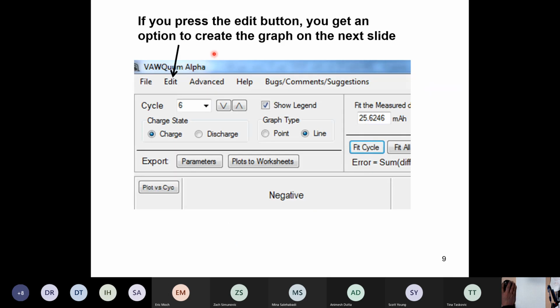So you can also do things like, if you press this edit button, we'll do this in a minute, and I'm showing this in the PowerPoint because you'll have to do this on your homework. So you'll have a record of what to do in this PowerPoint.